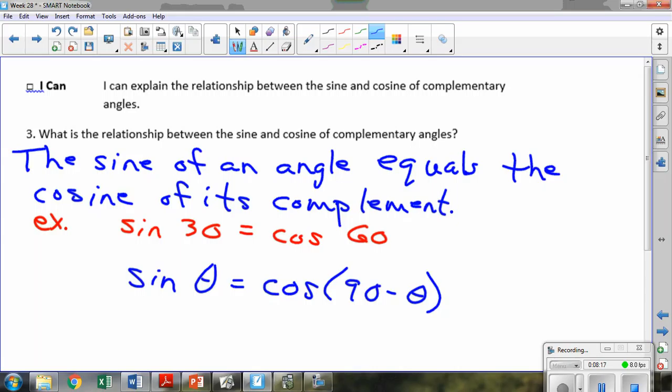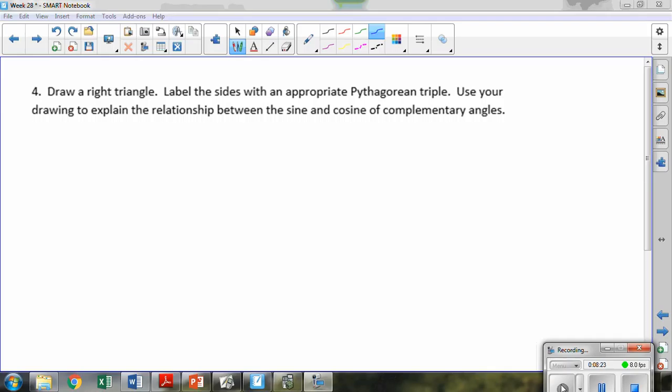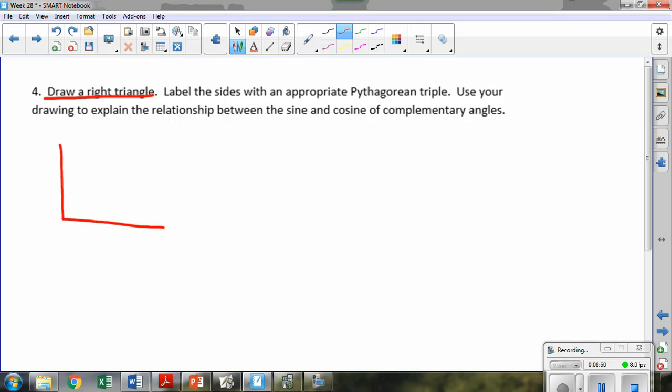Question number 4 is the one that most directly relates to standard number 7, because standard number 7 is about explaining the cofunction theorem. Why is it true? That's what this problem asks us to do. So let's run through the directions and list everything. Draw a right triangle. I'm assuming that's not going to give anybody trouble. Okay, there, I have a right triangle.